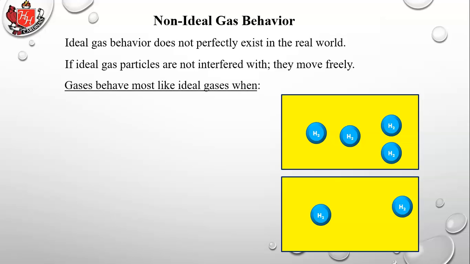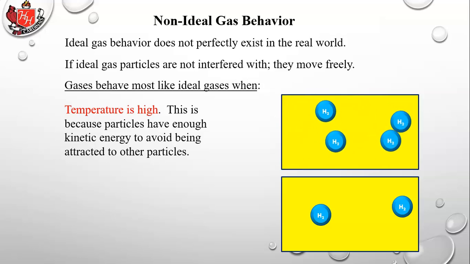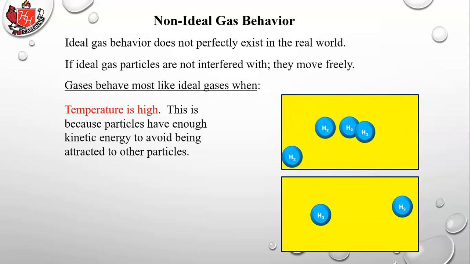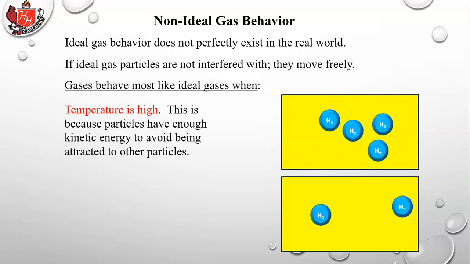Gases behave most like ideal gases when the temperature is high. This is because the particles have enough kinetic energy to avoid being attracted to other particles. If the particles slow down enough and lose enough energy, then they start sticking together. Then they don't act as a gas, and if they do that enough, they start to stick together like a liquid would. But if you can keep the temperature high, they're going to move around at fast enough speeds that they won't stick to each other. So that's one thing that will help cause a gas to behave more like an ideal gas, if the temperature's high.